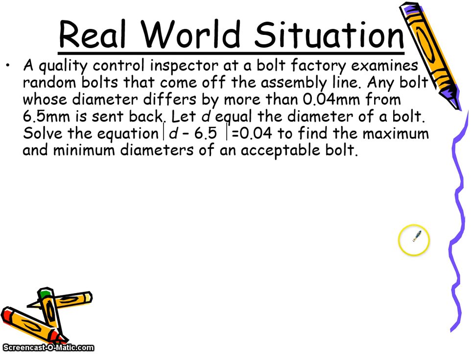Alright, let's look at one real-world situation, then we'll summarize what we've learned. A quality control inspector at a bolt factory examines random bolts that come off the assembly line. Any bolt whose diameter differs by more than 0.04 millimeters, that's 4/100ths of a millimeter, from 6.5 millimeters is sent back. Let D equal the diameter of a bolt. Solve the equation absolute value of D minus 6.5 is equal to 0.04 to find the maximum and minimum diameters of an acceptable bolt. So let's write down our equation that they've given us.